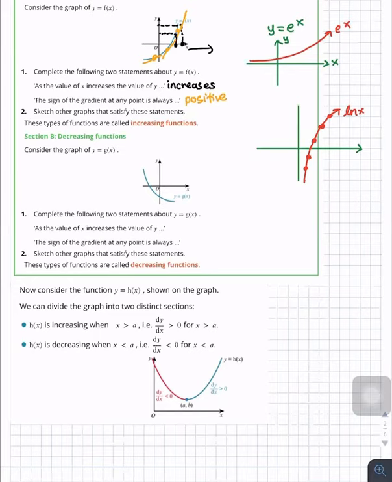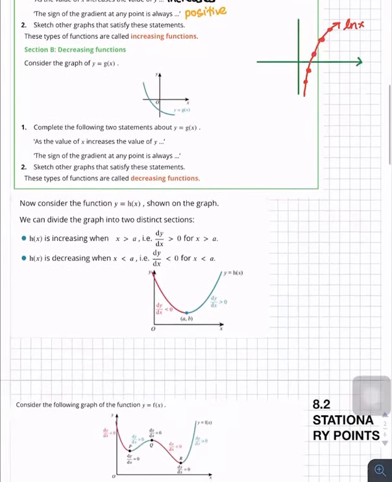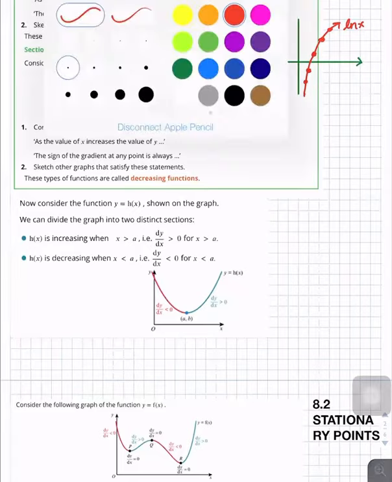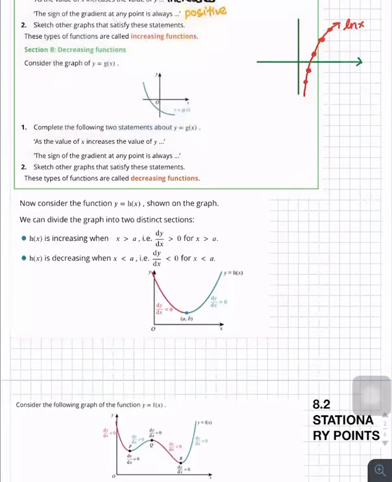Okay, Sajida, you do the second part now. Decreasing functions. Can you read? Section D, decreasing functions. Consider the graph of y equals g(x). Complete the following two statements about y equals g(x). As the value of x increases, the value of y... Say it, decreases. Good job, girl. Decreases, nice.